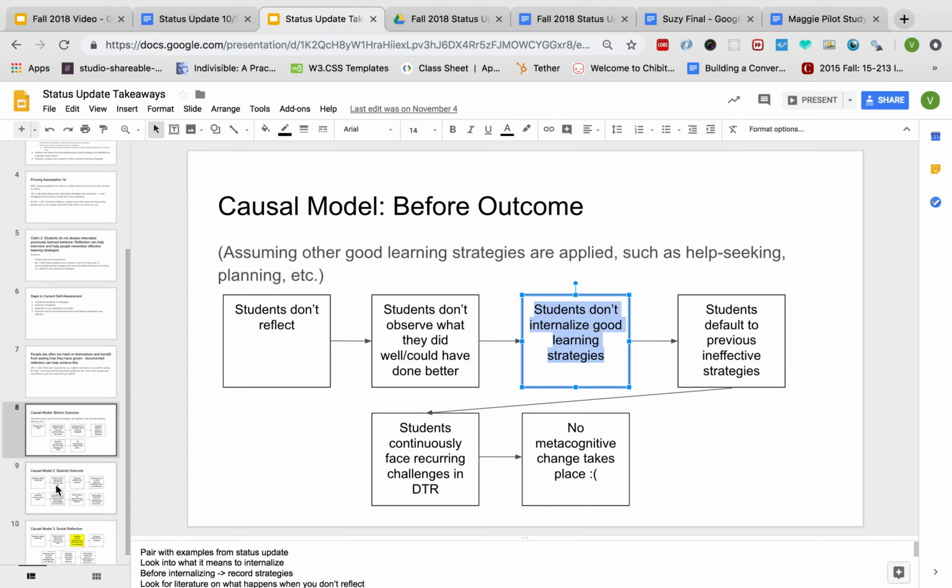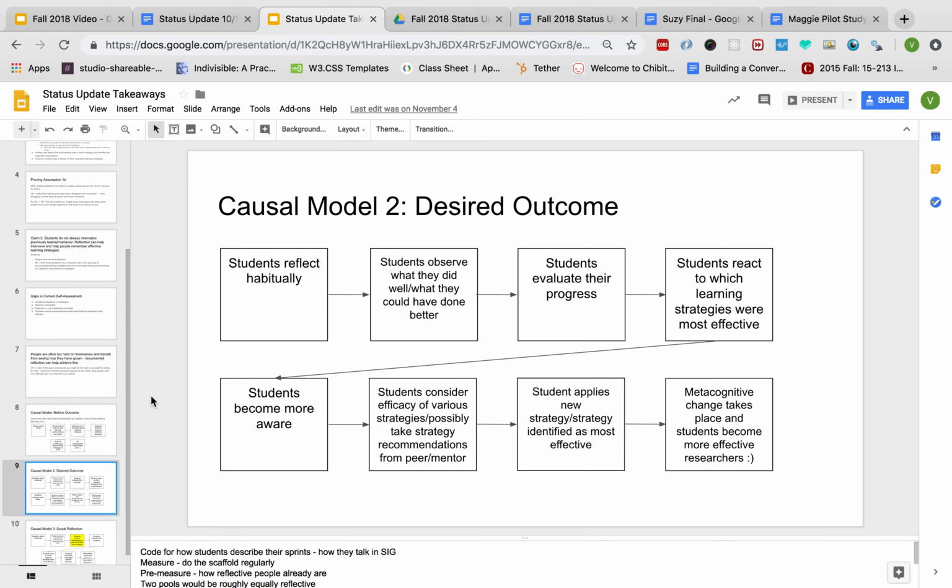And then the desired outcome that we wanted was that students reflect, maybe not habitually yet, but students reflect and then they observe what they did well and what they could have done better. They later evaluate their progress and react to which learning strategies are most effective. So students gain this awareness and consider the possibilities of their strategies and whether or not this really helps them. Then students later apply the new strategies that they identified as most effective, and metacognitive change will then take place.